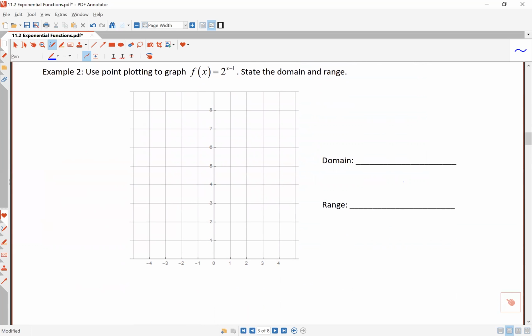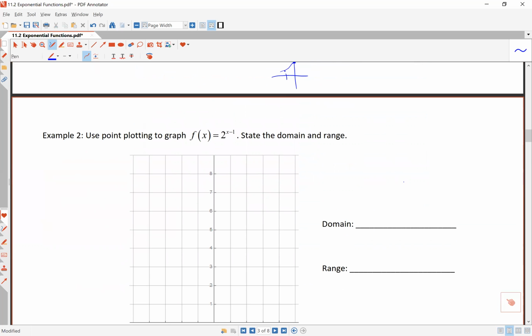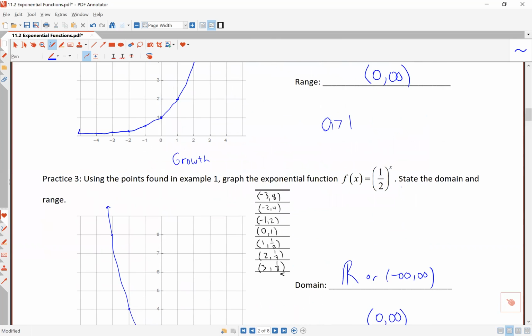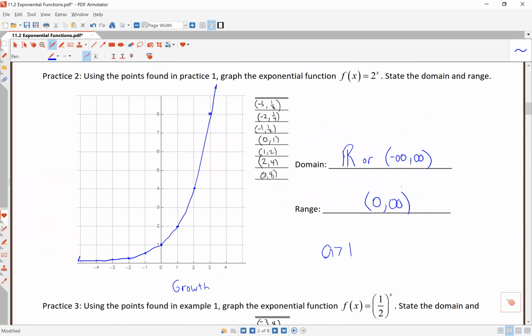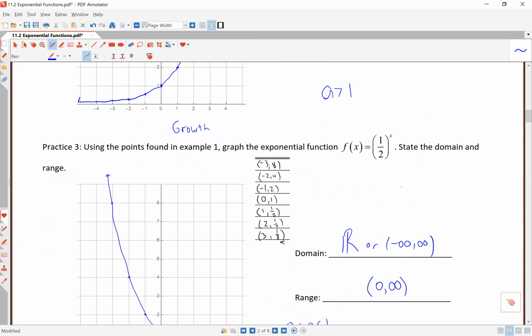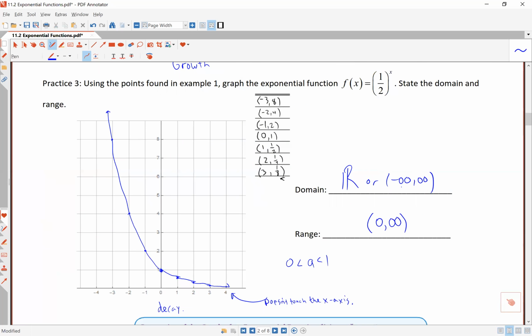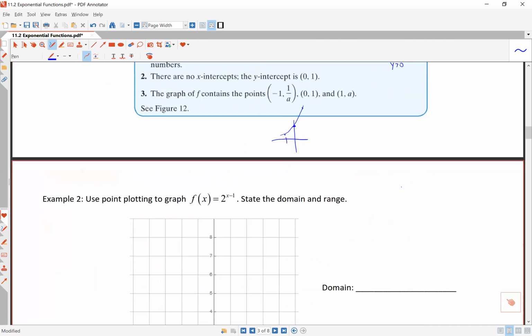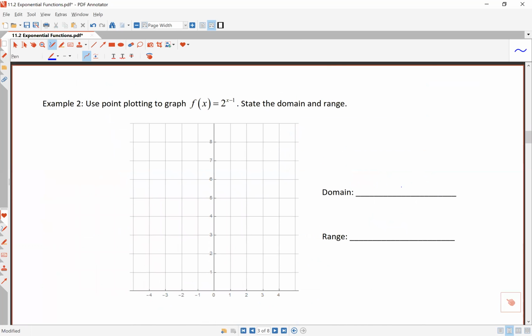So if we change it to 2 to the x minus 1, we can still use point plotting. But one thing to keep in mind when graphing these, if the base is greater than 1 and its base is 2, then you're doubling every step. If the base is 1/2, then you're dividing by 2 every step. And so let's get a nice starting point here. And that starting point is always what makes the exponent 0.